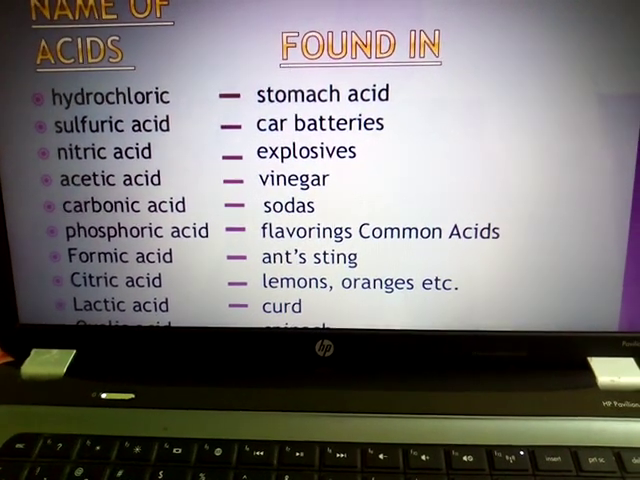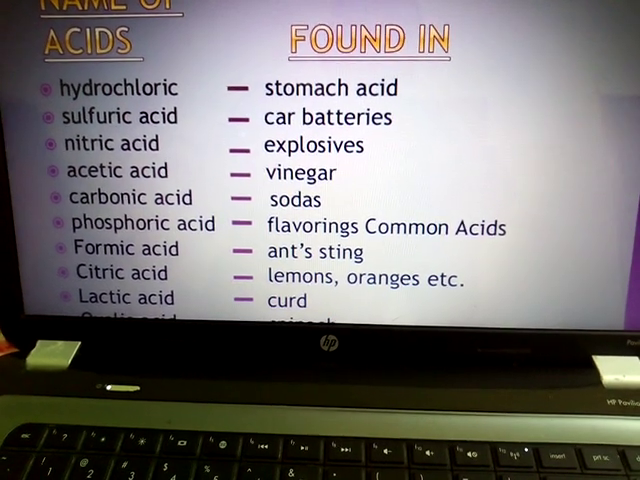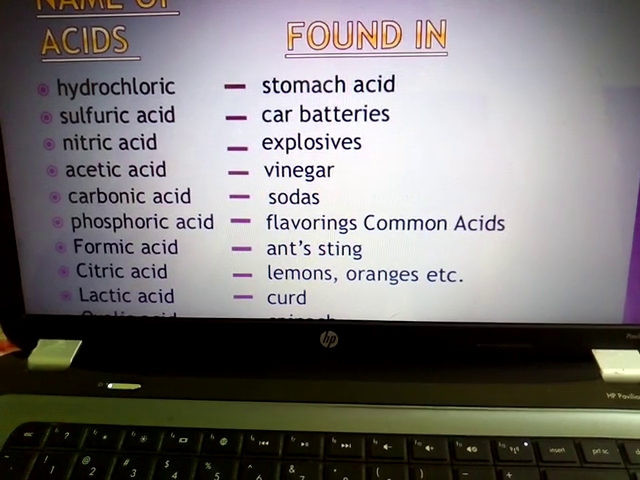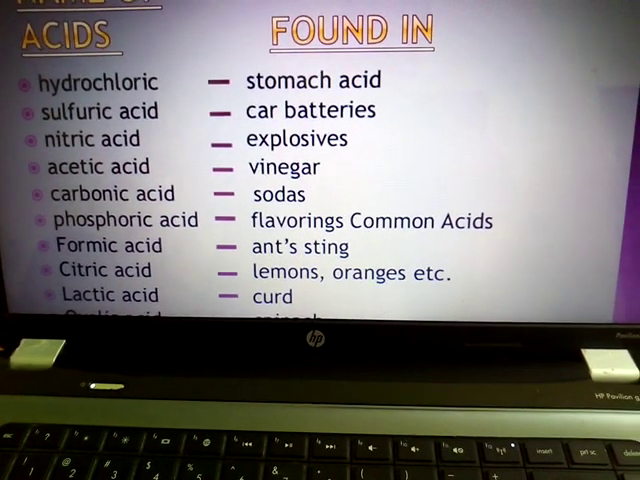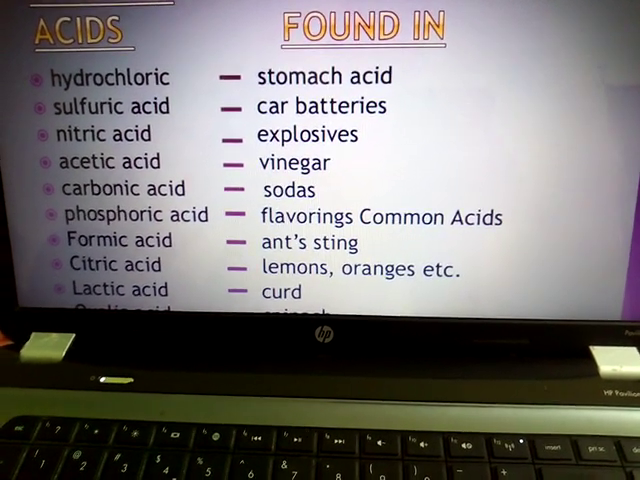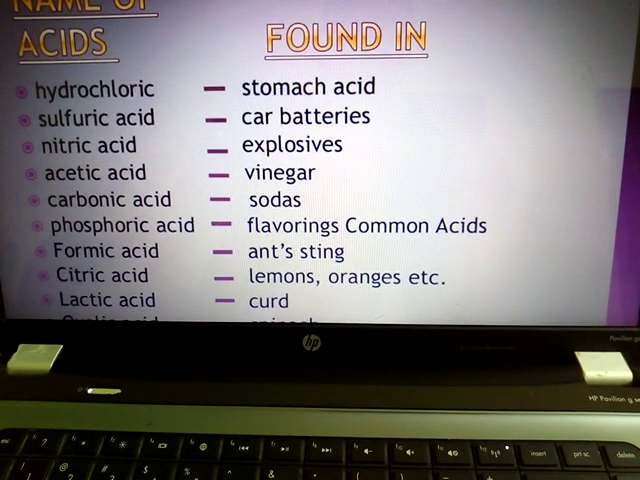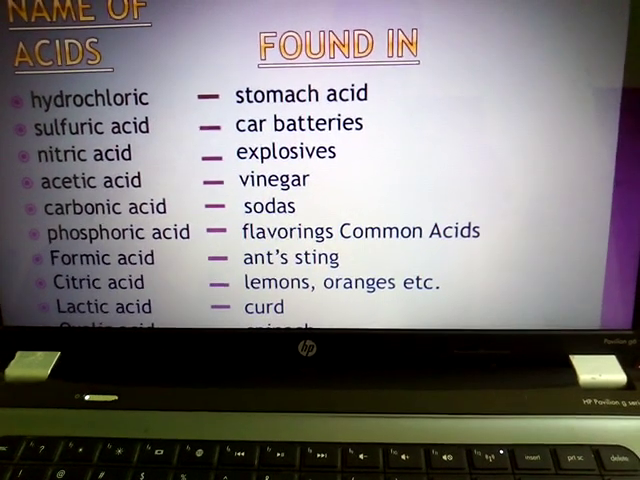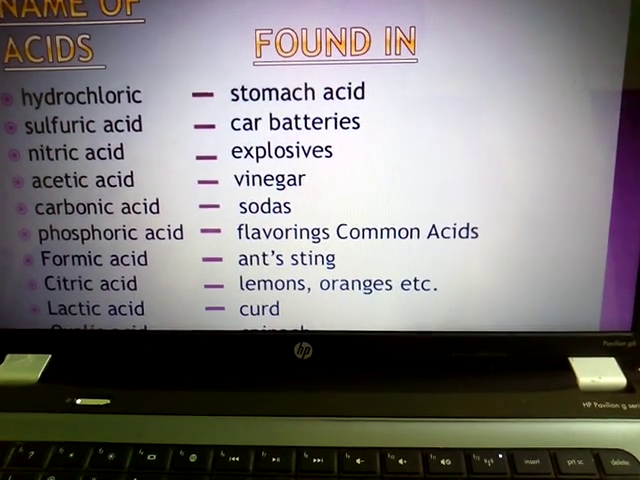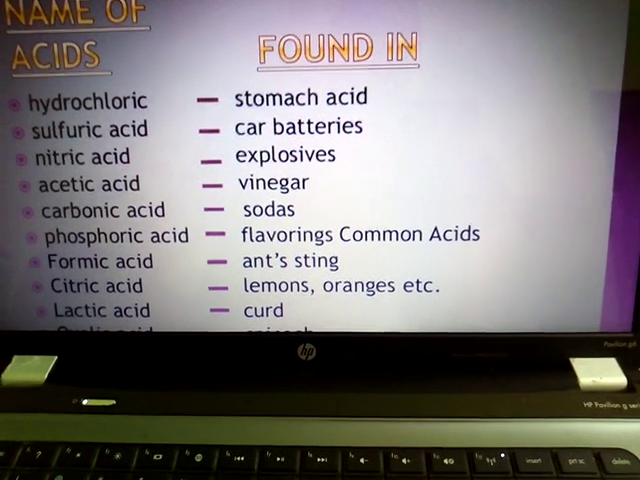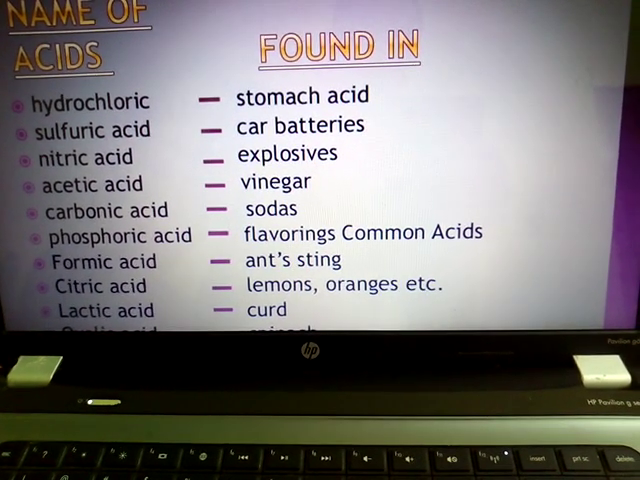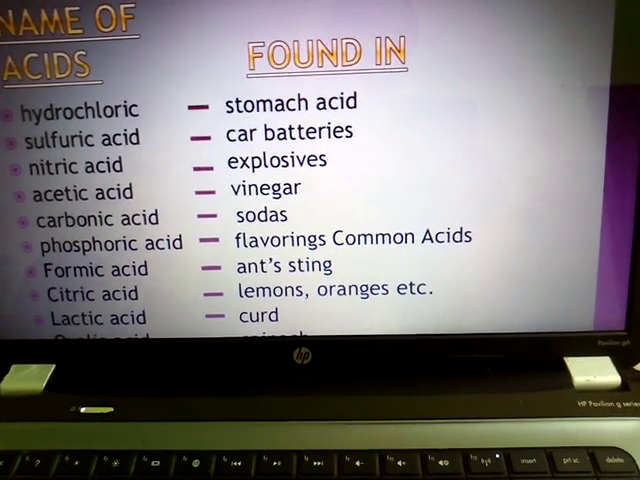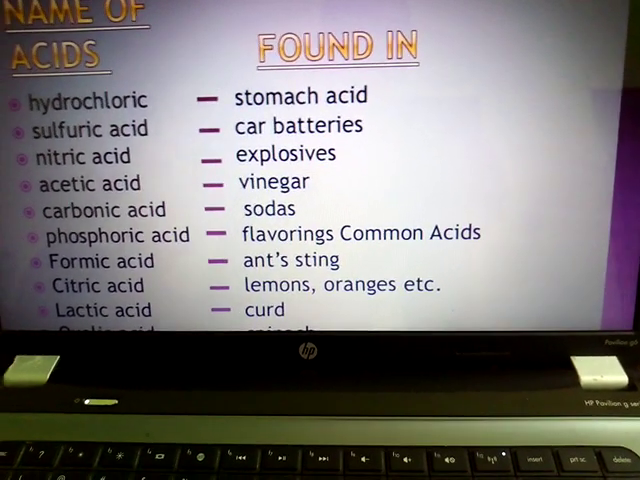Sulfuric acid is used in car batteries. Nitric acid is used in explosives or to clean metals. Acetic acid, which is also known as vinegar, is used in our household materials. Carbonic acid, which is also known as soda, is used in soft drinks, cold drinks, and when you open a cold drink, it comes up from the bottle and it contains the gas known as carbon dioxide.